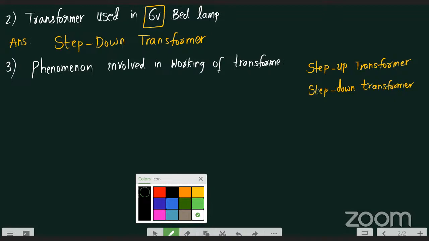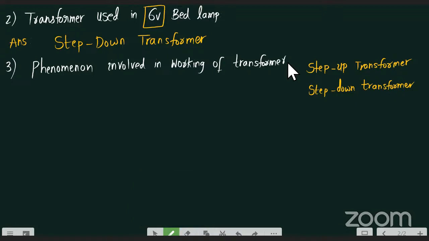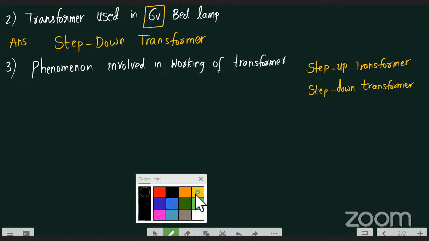Transformer used in bed lamp was how much? It was step down transformer. And third question is also related to transformer. What is the question? What is the phenomena involved in working of a transformer? Working of a transformer. So the phenomena involved in the working of a transformer is mutual inductance.